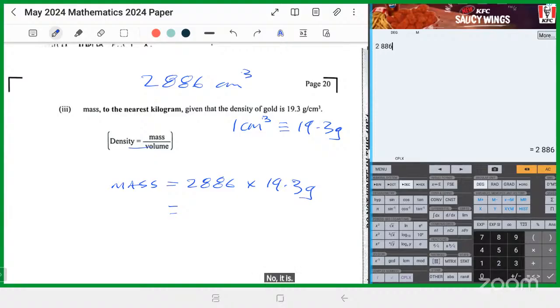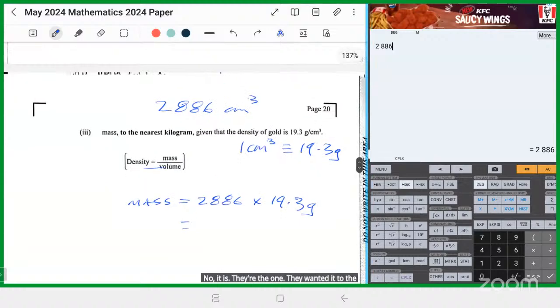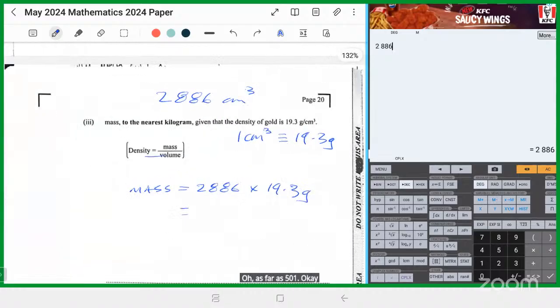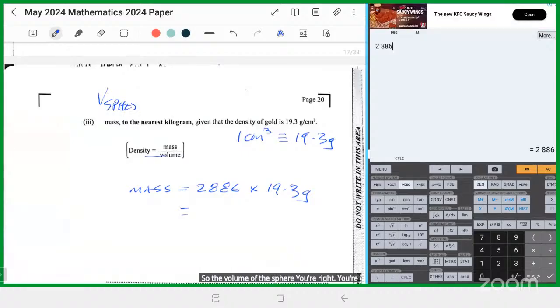The other one, they wanted the mass. What? Oh, they want it for the sphere. Okay, my mistake. They want it for the sphere, not for the whole thing. So the volume of the sphere, you're right, was 2886 divided by 6.